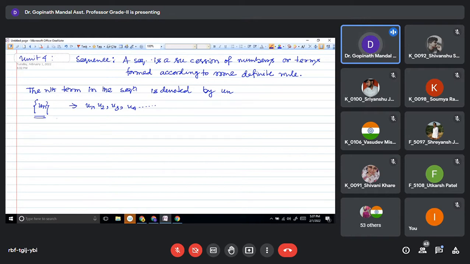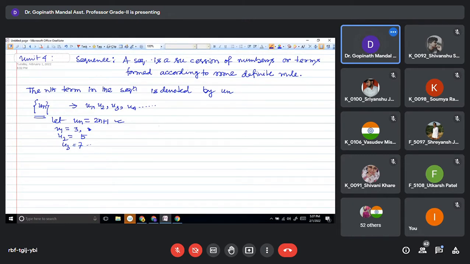Suppose, let an example, let un equal to 2n plus 1. So this is the rules, this is the definite rules for the sequence un. So the first term will be, for n equal to 1, that means first term is equal to 3. Second term u2 will be 5, u3 equal to 7.